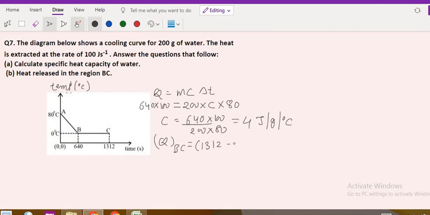1312 minus 640. This is the time taken to go from point B to point C, and in 1 second the heat extracted is 100. So in this much time it would be equal to that multiplied by 100. If you do this, it would be 1312 minus 640, that is equal to 672, and if you multiply it by 100, what I am left with is 67,200 joule. So this is the total amount of heat that is extracted from the body when it is going from the point B to the point C.